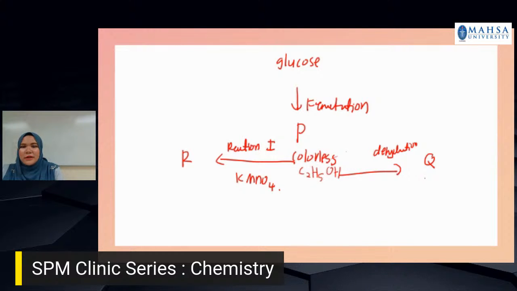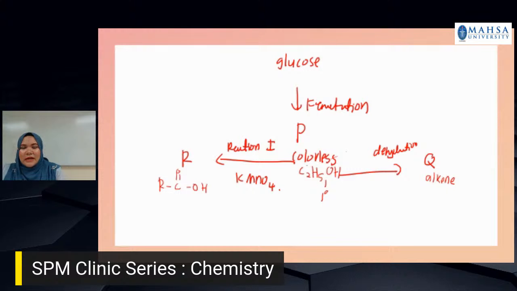When you have dehydration of alcohol, it will produce a double bond, an alkene. And then you can see colorless KMnO4, oxidation of alcohol. Since this one is a primary alcohol, it will produce a carboxylic acid. Oxidation of primary alcohol always will produce carboxylic acid.